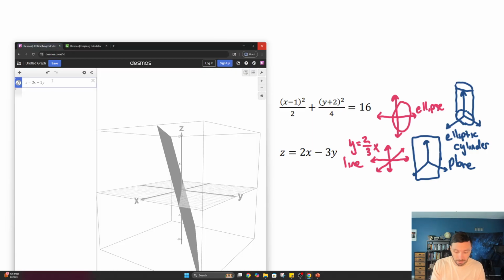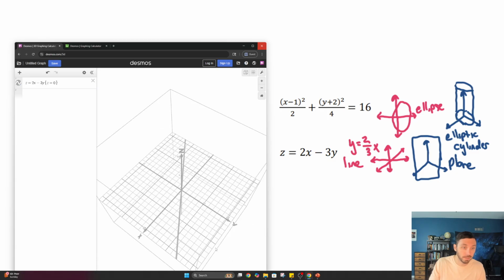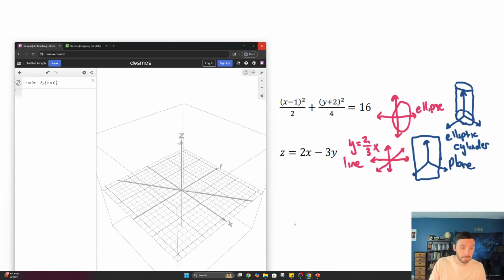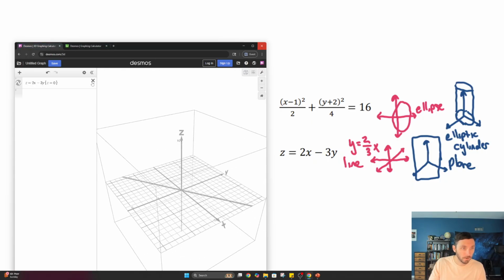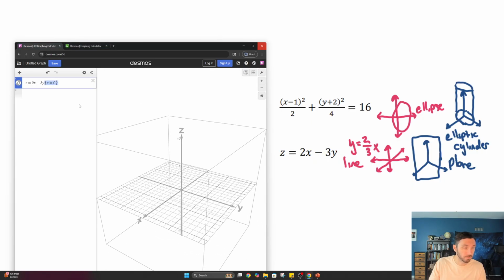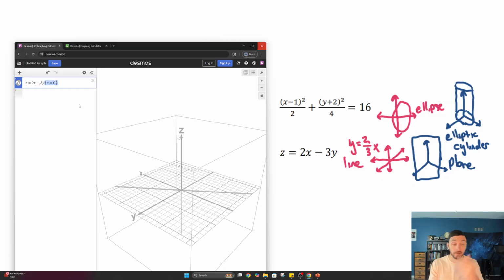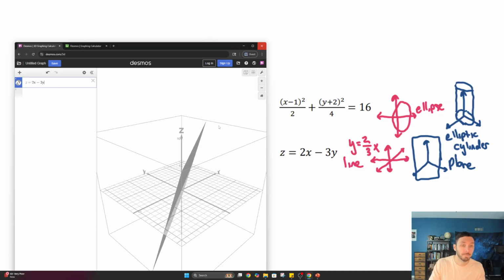So I can even do it this way. I can set z equal to just 0, which is just on the plane, and this is what we're looking at here. There it is. Same thing. But obviously, if you get rid of that restriction, the whole point of this class, you can see that we're now in space.